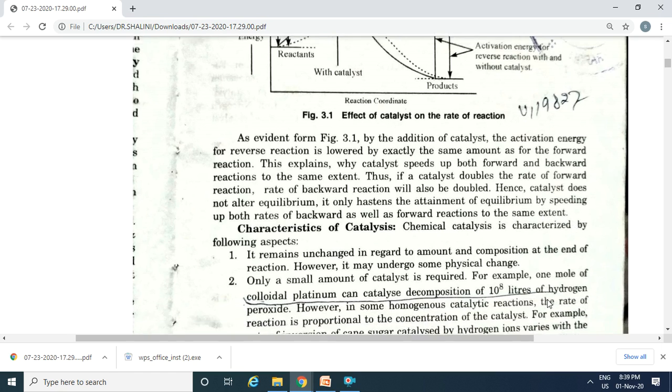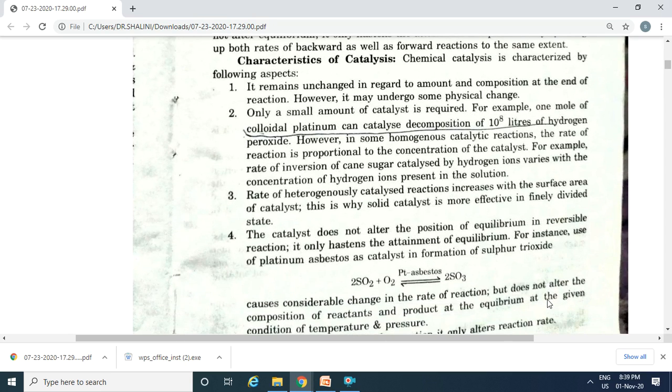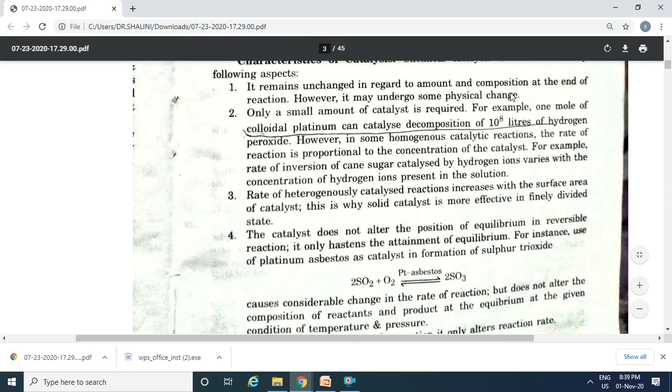Now, what are the characteristics of catalysis? First, the catalyst remains unchanged in amount and composition at the end of the reaction. Only a small amount of catalyst is required. For example, 1 mole of colloidal platinum can catalyze the decomposition of 10 to the power 8 liters of hydrogen peroxide.